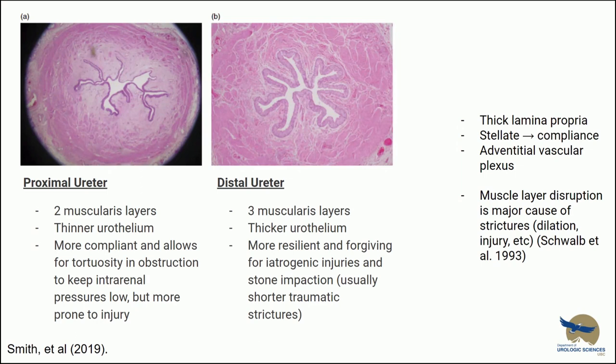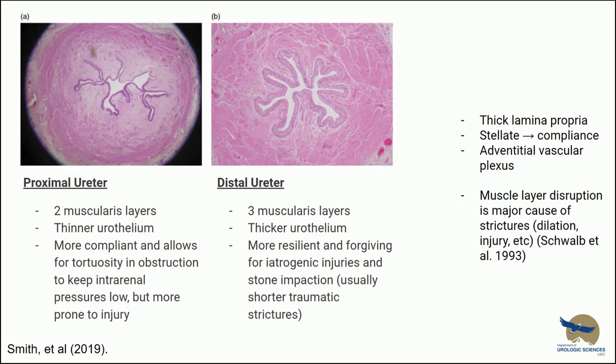And now these two histologic differences have implications on the relative functions of both of these parts of the ureter, with the proximal ureter being a bit more compliant and allowing for more tortuosity in the context of obstruction to keep intrarenal pressures low, but is also more prone to injury, more prone to perforation in cases of acute obstruction. Whereas the distal ureter is a bit more resilient and forgiving, and it's also more resilient to stricture formation with distal stones and distal stone impaction, for example.